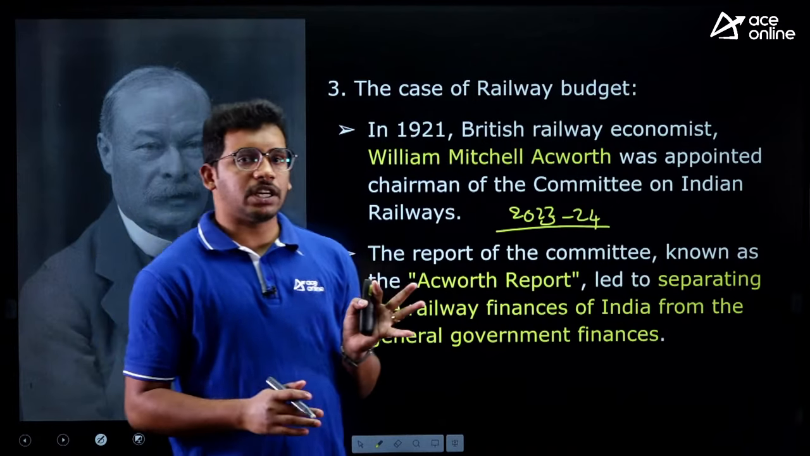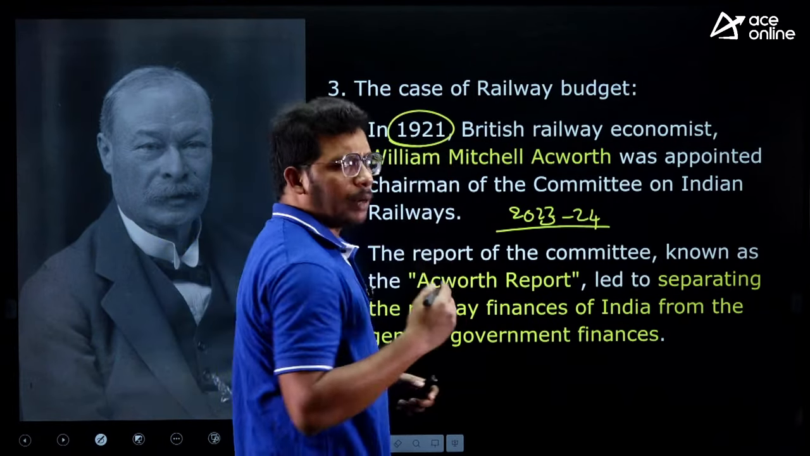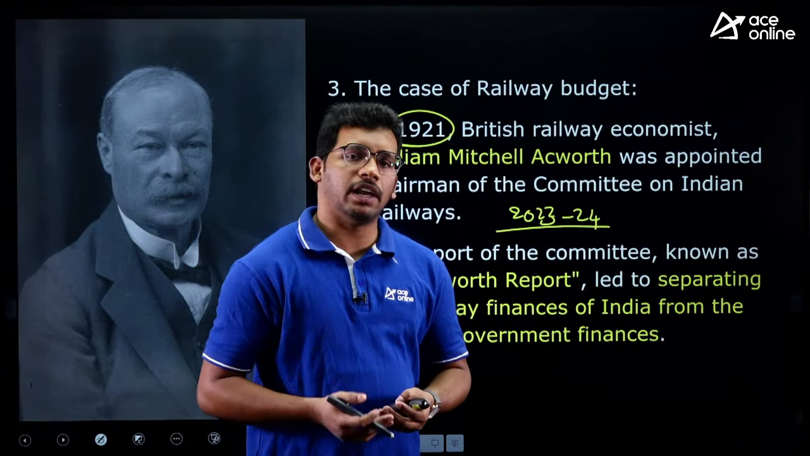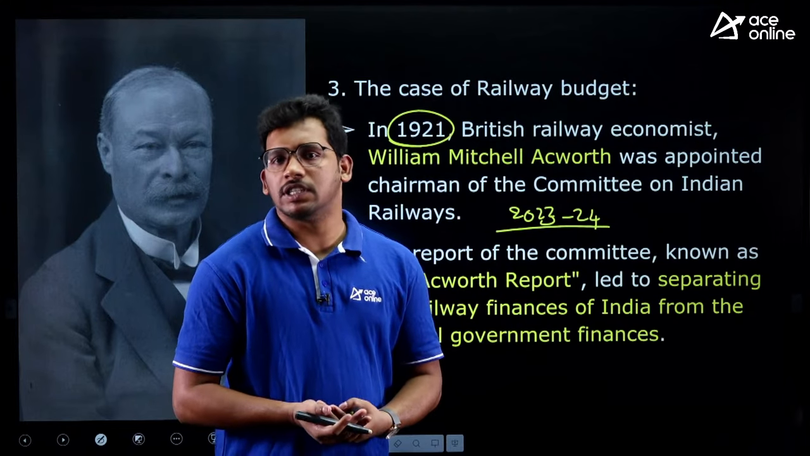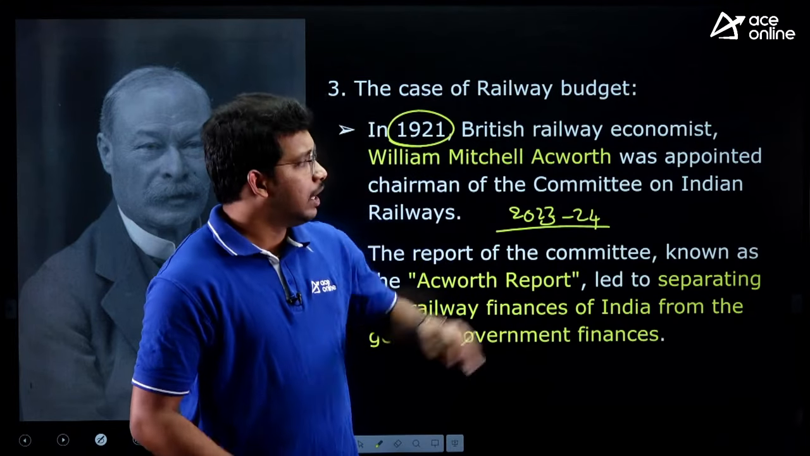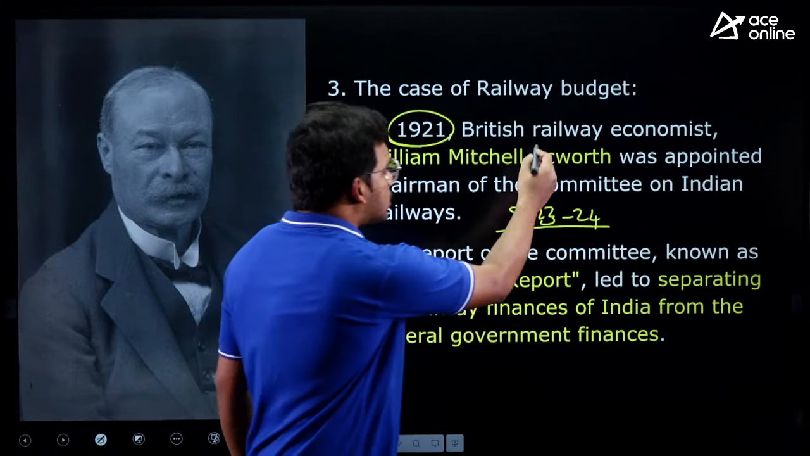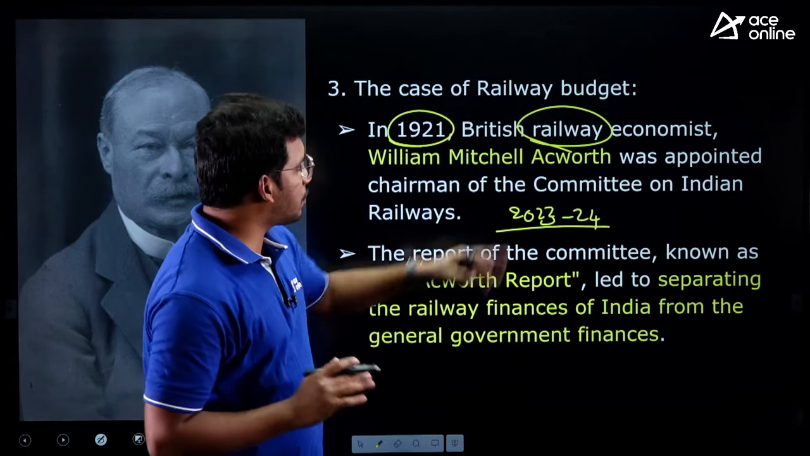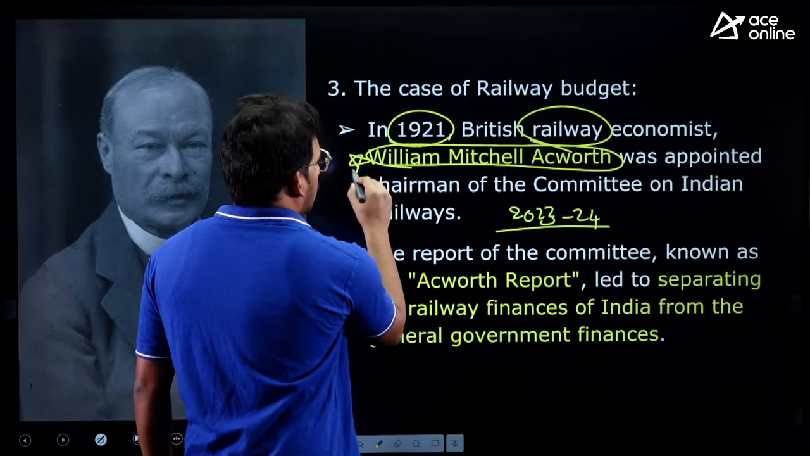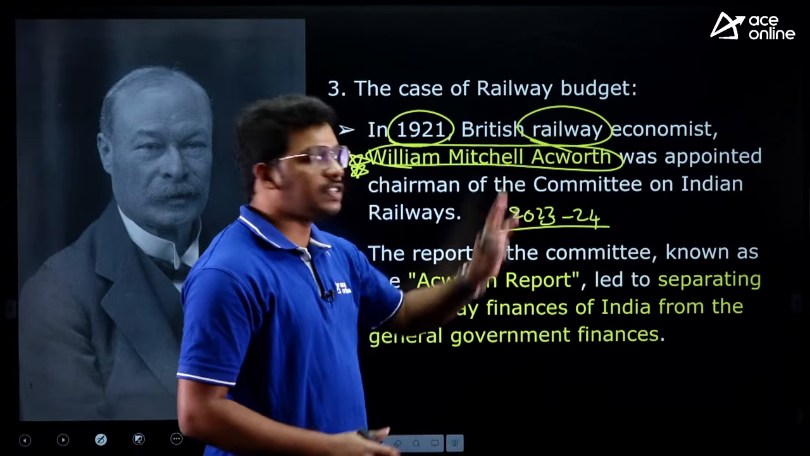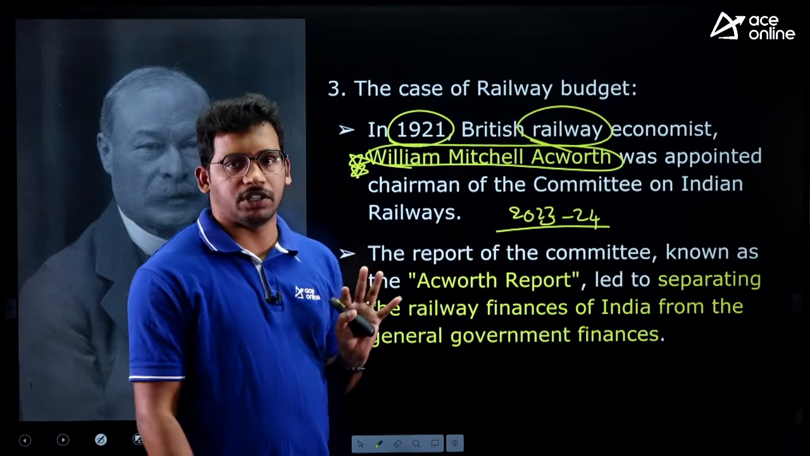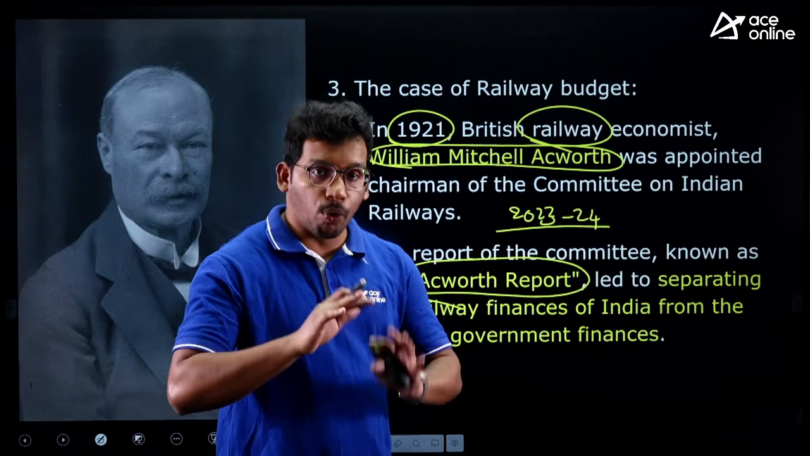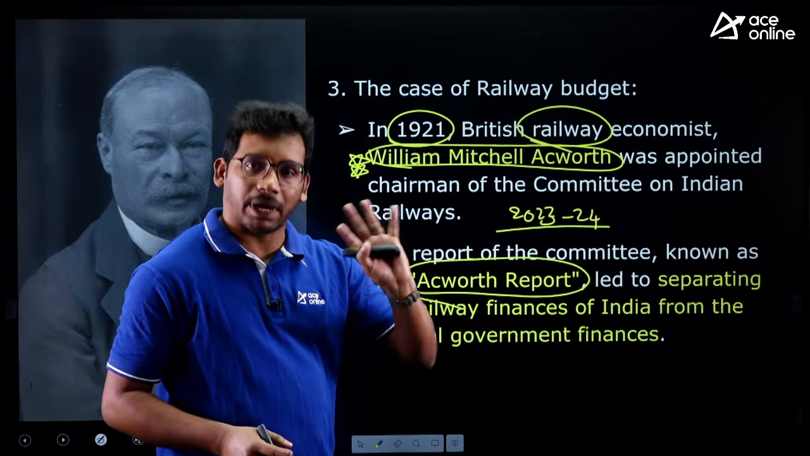Now, we will move to the railway budget briefly. In 1921, you might all be aware that railways became very important during the British period, right? After launching the first railway line in 1853, in the next 50 to 60 years, railways became a very important part for the Britishers. So the budget they were allocating went more towards the railways, almost 30-40% of the total budget. So William Mitchell Ackworth chaired a committee to study the significance of the railway budget. Finally, he put forward the Ackworth report to the British government that railways were consuming more funds from the budget, so we should have a separate budget for railways.